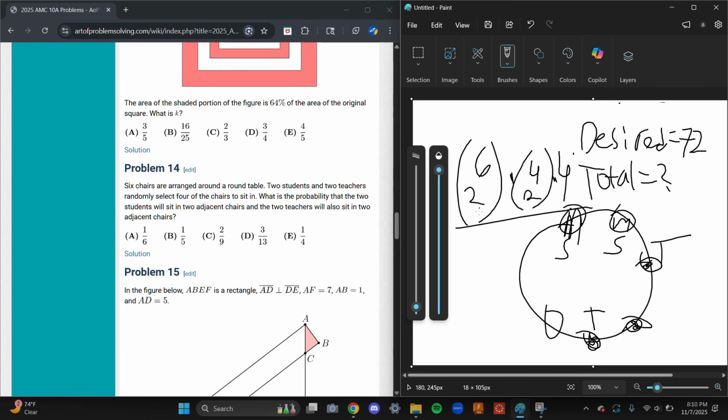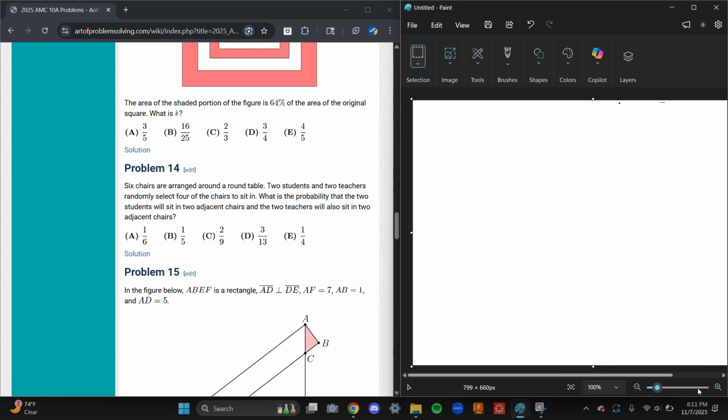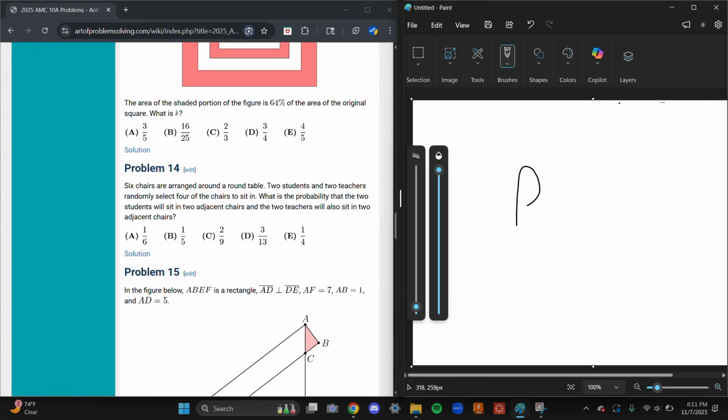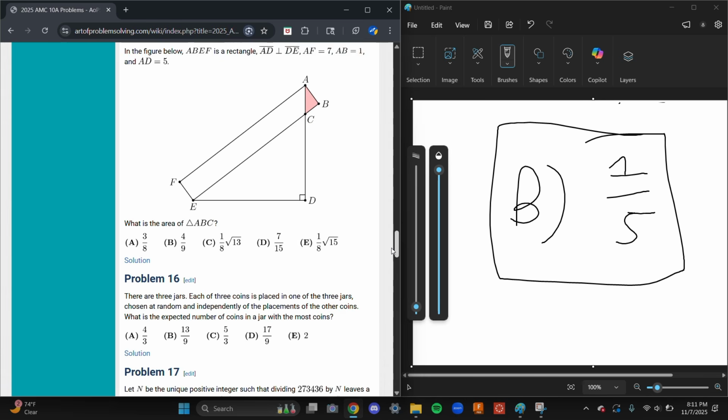So this gives us our total number of possible outcomes: 6 choose 2 times 4 choose 2 times 4. So 6 choose 2 is 6 times 5 over 2, which is 15. 4 choose 2 is 4 times 3 over 2, which is 6. And then times 4. 90 times 4 is 360. So our probability here is going to be 72 out of 360, or 1/5. So the answer for problem number 14 is going to be B, 1/5, or 72 out of 360, which simplifies down to that. Okay, now let's do problem number 15.